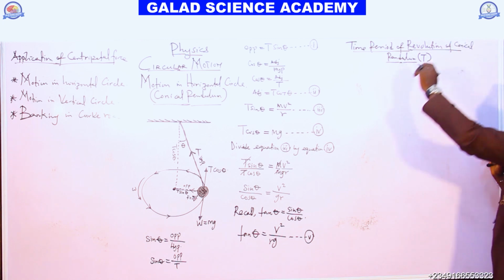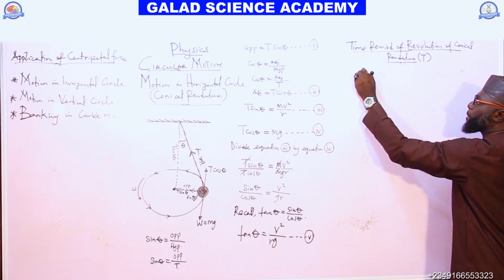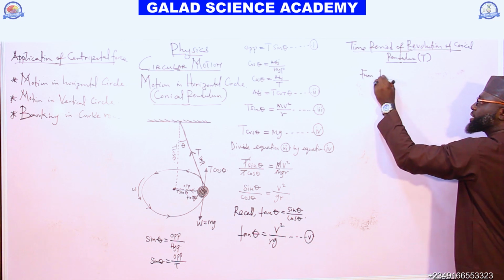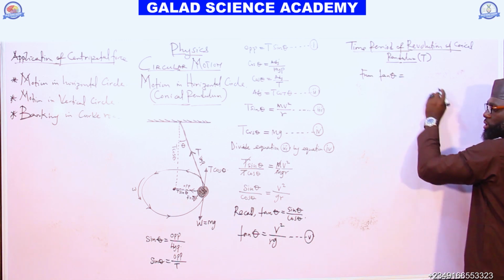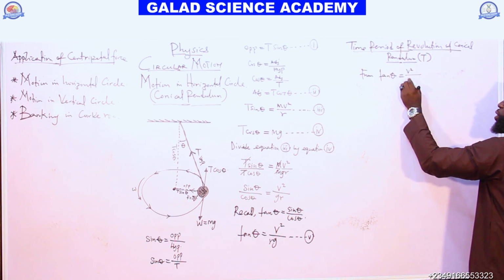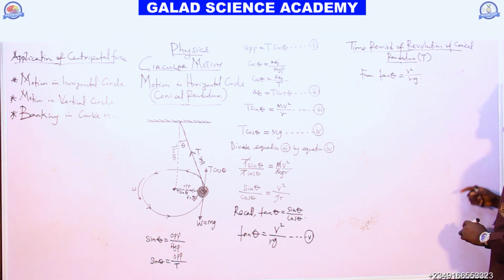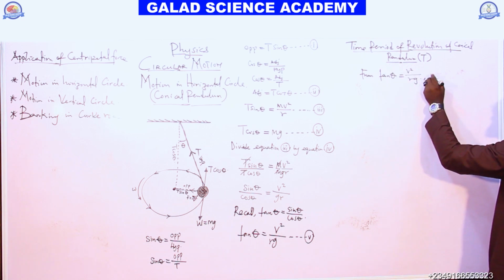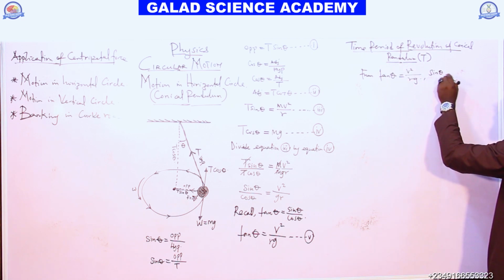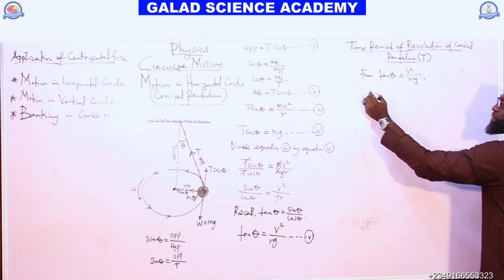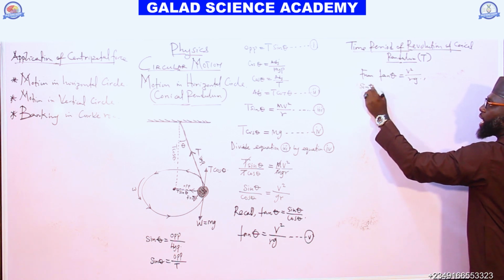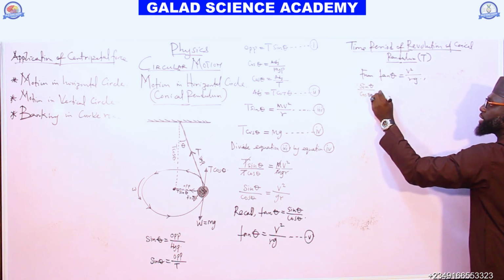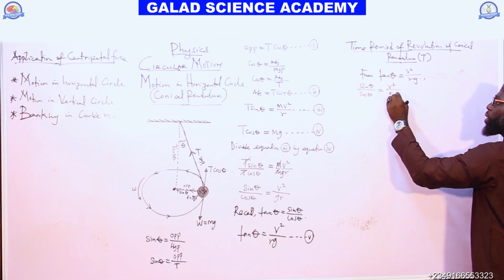We now say, from tan theta equal to v square over r g. And we all know that this tan theta is the same thing as sine theta over cos theta. So sine theta over cos theta equals v square over r g.